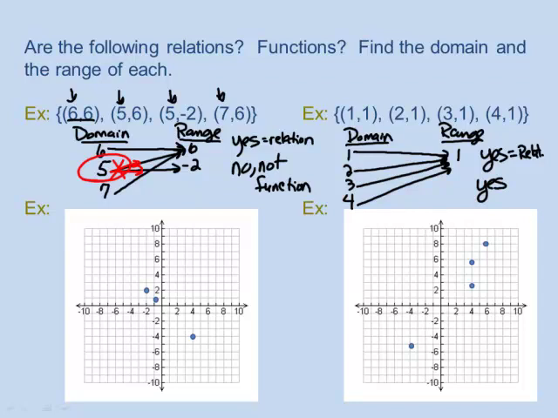Function doesn't say that you can't reuse your y's. It just says for each x, there should be only one y. It doesn't say anything about whether it's the same y. As long as there's just one arrow coming out of each of those domain values, you're fine in terms of function. And so, yes, it also is a function because of those single arrows coming out of each x value. All right, so we can reuse y values all we want to be a function. We just can't reuse x values. To be a relation, we can reuse x values and y values, and it doesn't matter.